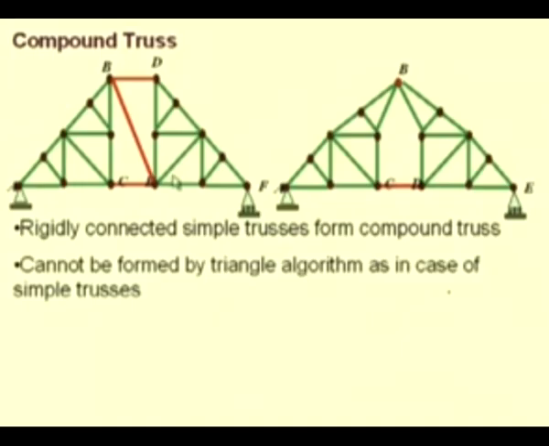So, we see that this kind of truss cannot be created by the triangle algorithm that can be used for creating simple trusses. The triangular algorithm is that for a simple truss we connect two members and a joint in order to build this simple truss. The same algorithm cannot be used to create this compound truss.